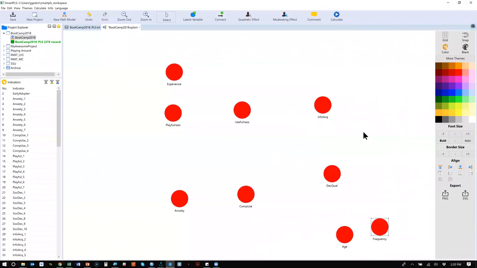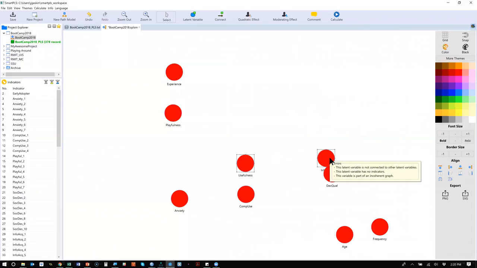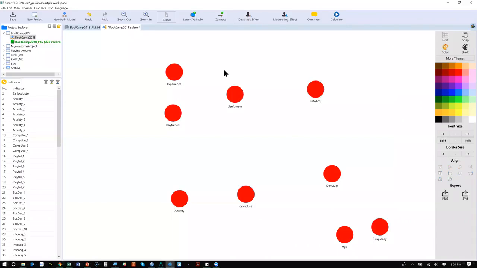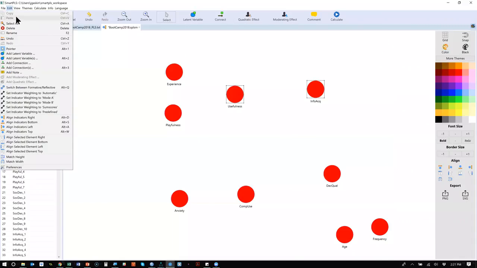You have the ability to copy and paste factors? I think so, yeah. If I select these, Control C, Control V. Nope. Copy. Nope. Apparently not. Edit. Nope, copy is not an option.